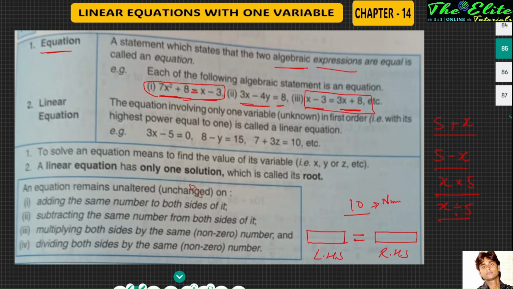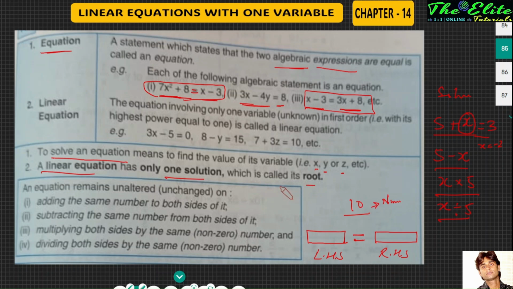Okay, so whenever the question is to solve an equation, it means you have to find out the value of the variables that are given in your question, isn't it? Suppose it is written that 5 plus x is 3, which is an equation, and the question was solve, then you have to find out what x is going to be equal to. Finally you will get that x is equal to minus 2. Now a linear equation has only one solution, which is called the root.